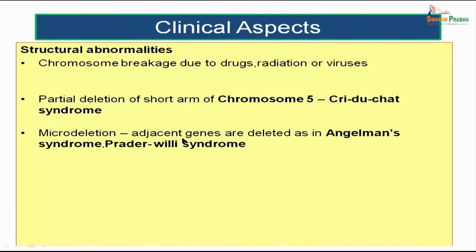These are the numerical abnormalities, and the structural abnormalities will be the breakage of the chromosomes due to some external factors like drugs, radiations or viruses. So, what will happen? There will be a deletion of a part of a chromosome. One example for that is if there is a partial deletion of the short arm of chromosome 5, that is known as cri-du-chat syndrome, cat-like cry. Have you heard about cat-like cry? That condition is known as cri-du-chat syndrome, and that is usually due to a partial deletion of the short arm of chromosome 5.